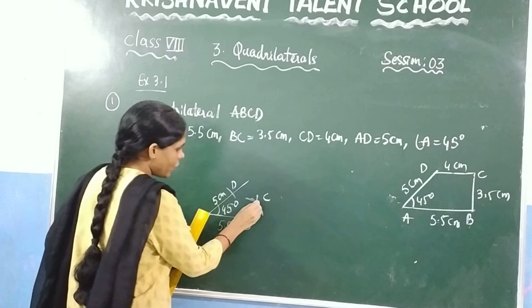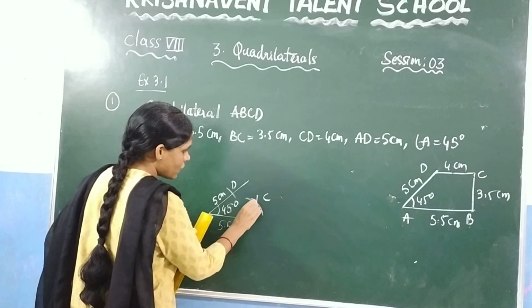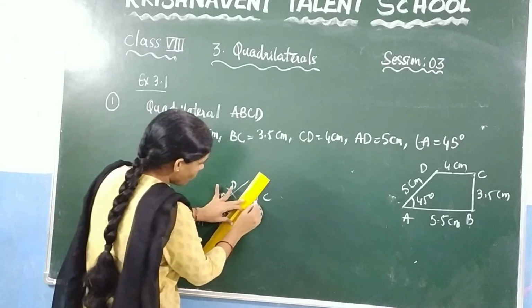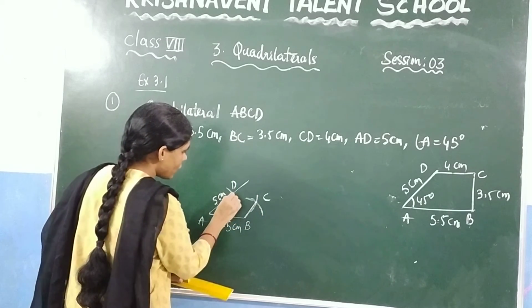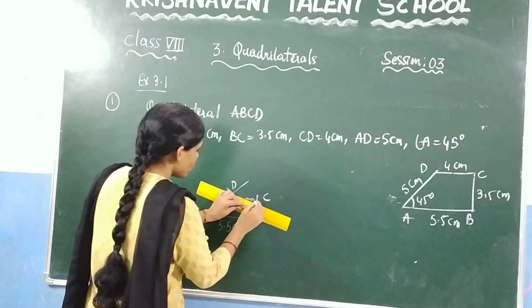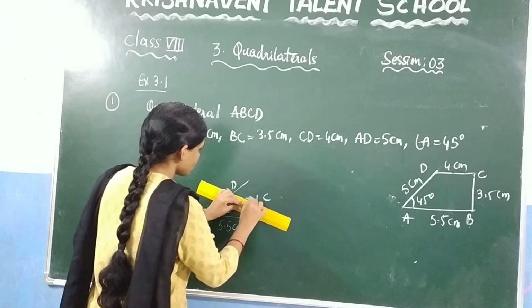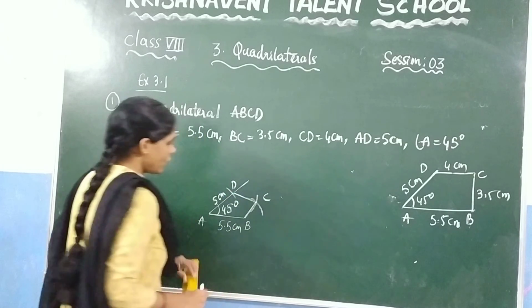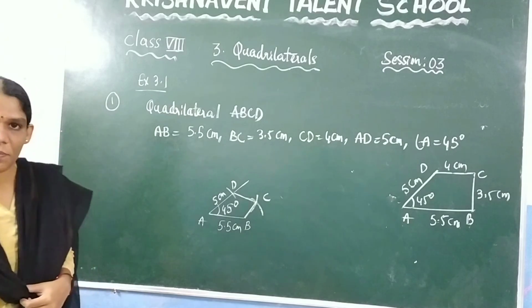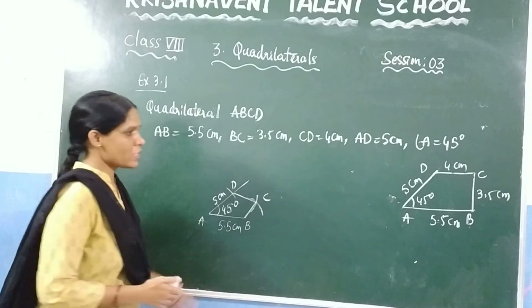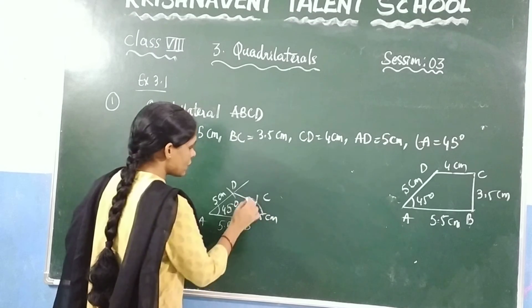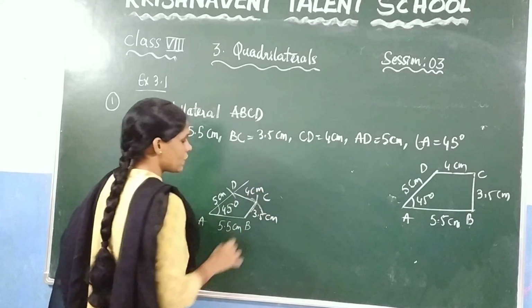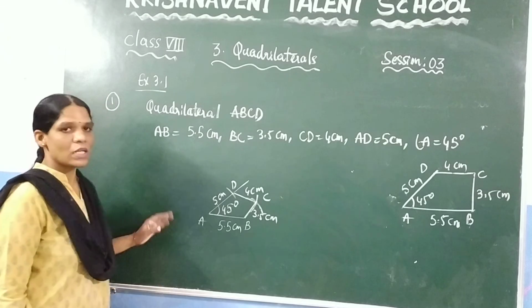Now join B to C. This point is the intersection point we got. At that point join this one, and similarly here we got one intersection point. Now join this one. So we have constructed a quadrilateral by the given measurements. Now write the measurements they have given, 3.5 centimeters and 4 centimeters. Like this you need to construct the quadrilateral.